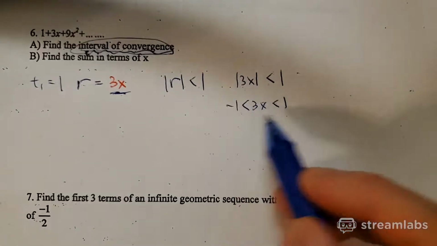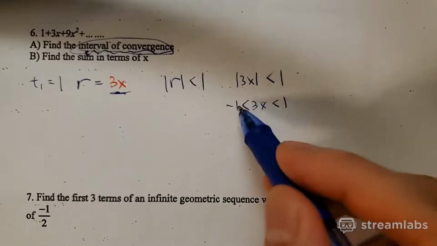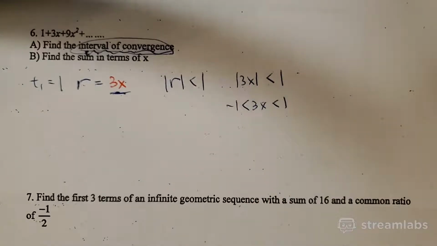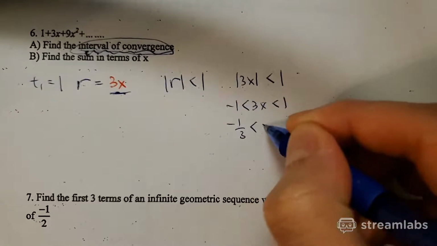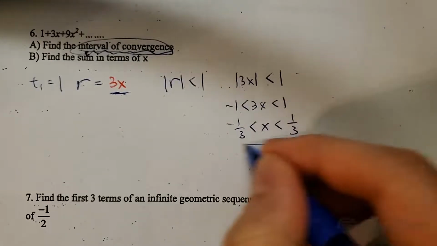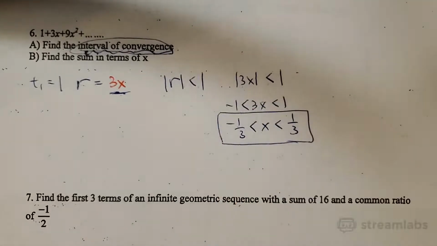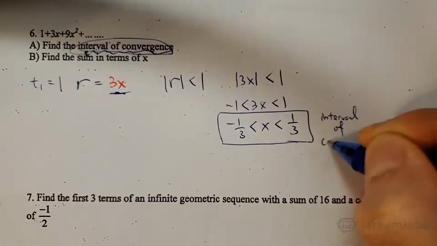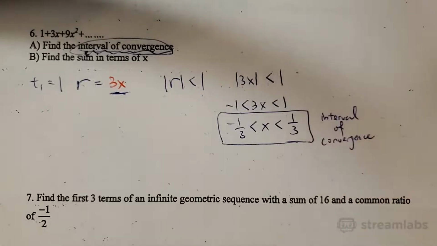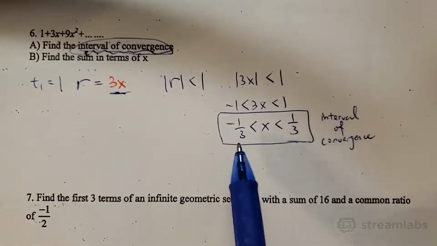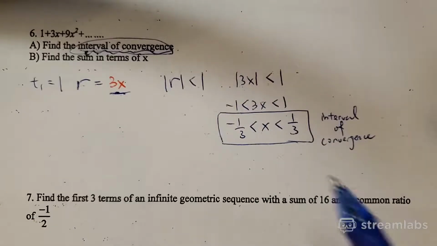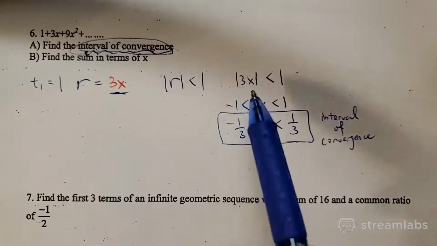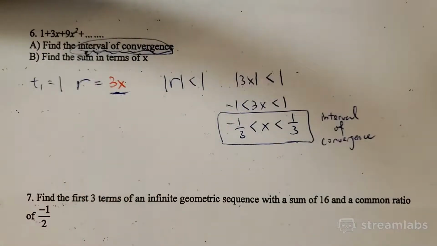You can combine these like this, or you can solve them separately. Either way, just take out the absolute values, divide by 3. That means x has to be in between -1/3 and 1/3. This is called the interval of convergence. Why is it called that? Because that's the interval where it converges. x has to be between -1/3 and 1/3 in order for 3x to be less than 1, in order for the series to converge to a number.